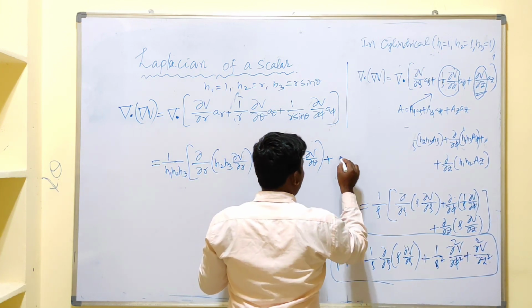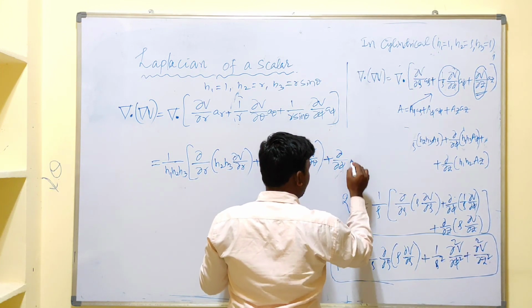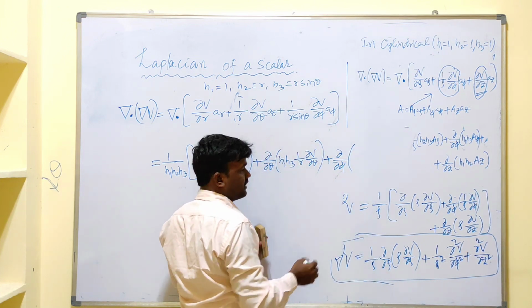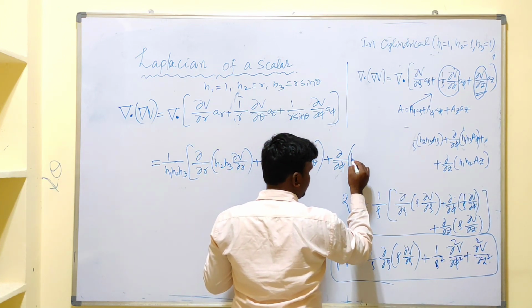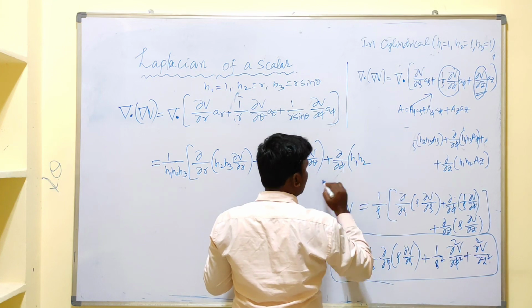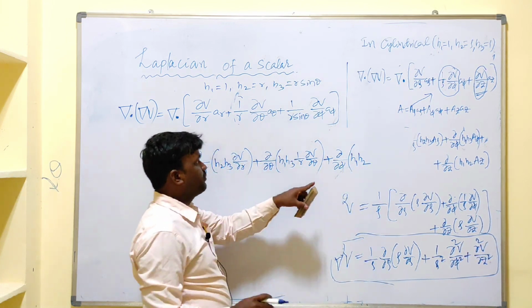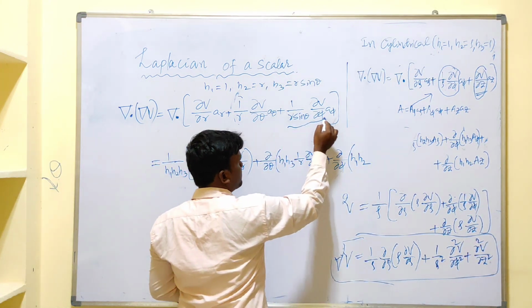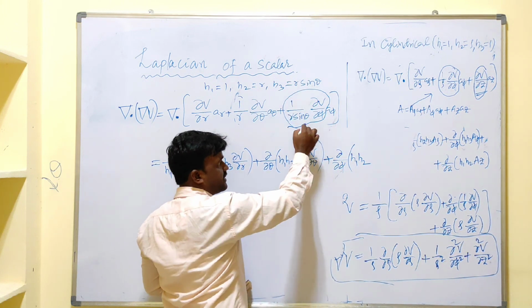That is ∂/∂φ. Remember like this: for the third element, except H3, we need to take the product of H1 and H2. And what about that φ element? The φ element is this part. Except Hφ, we need to take this as the φ element.